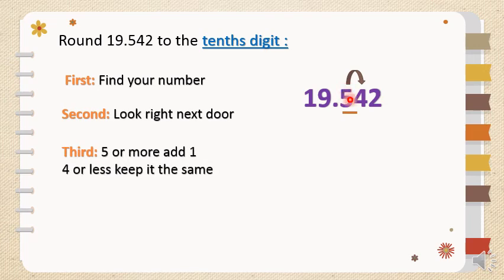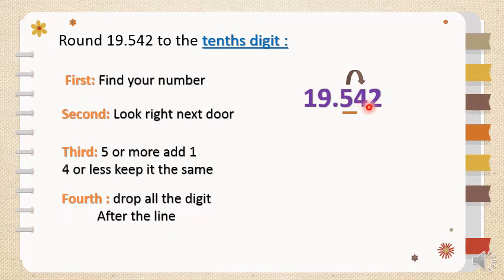If it's 5 or more, we add +1. It's 4. So we keep the digit as it is, and then we ignore all the digits to the right of it. Okay, so just like here, we cut the number. We cut the number to the right of our target digit. So it will be 19.5. In this case, we don't add anything. Why? Because it's rounding down. The number after it is 4 or less.